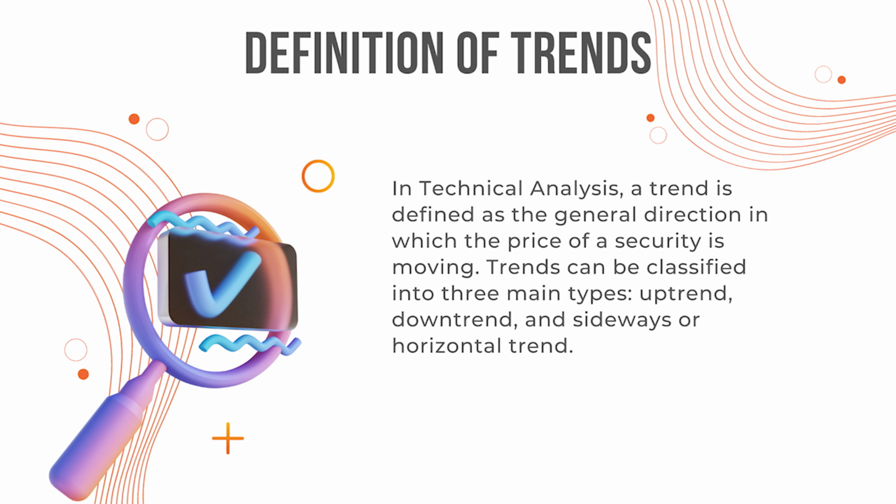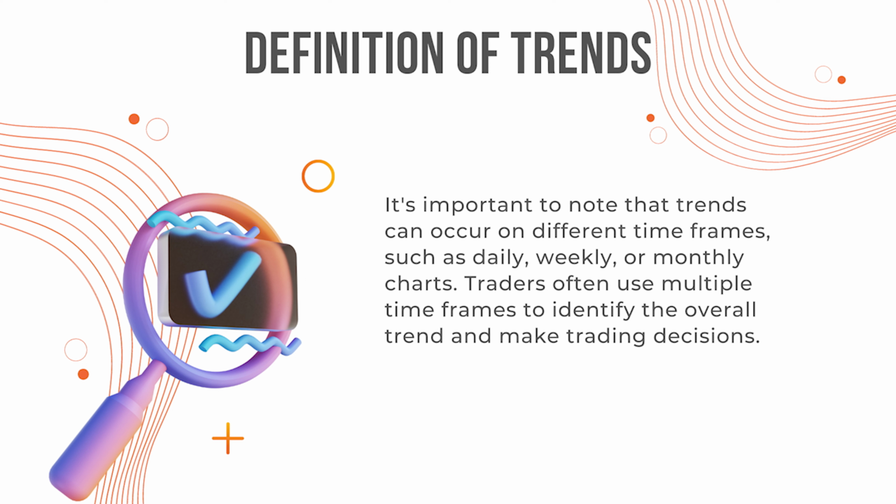In technical analysis, a trend is defined as the general direction in which the price of a security is moving. Trends can be classified into 3 main types: uptrend, downtrend, and sideways trend or horizontal trend. It is important to note that trends can occur on different time frames, such as daily, weekly, or monthly charts. Traders often use multiple time frames to identify the overall trend and make trading decisions.